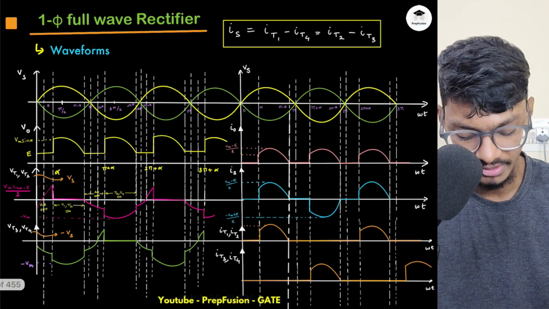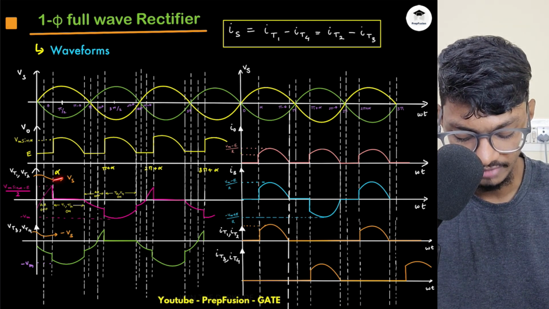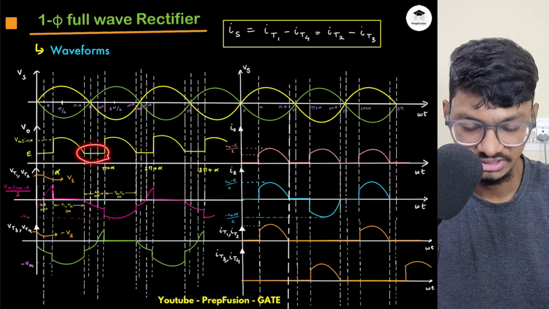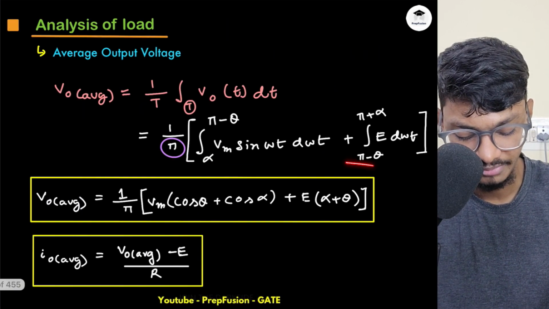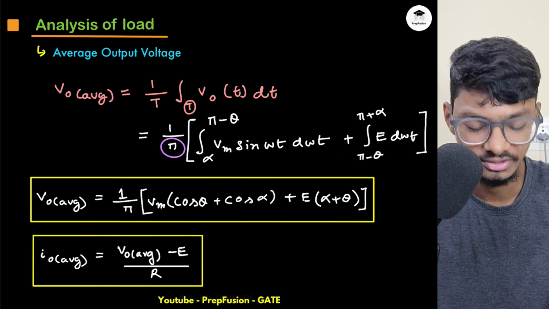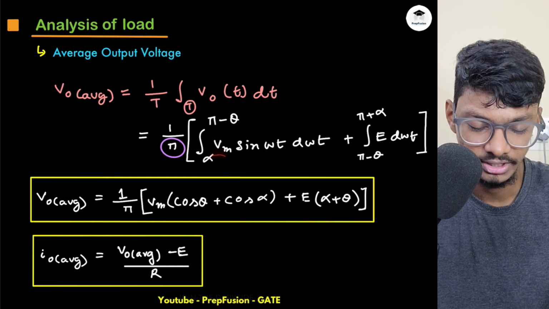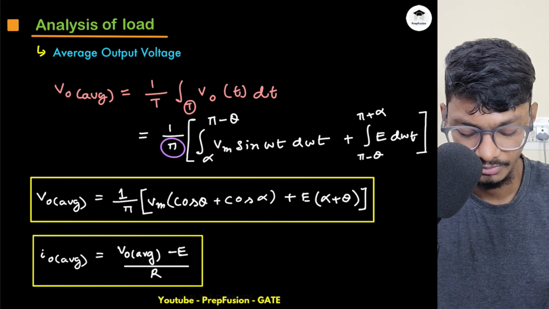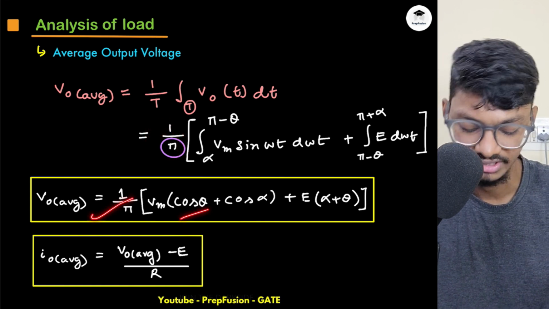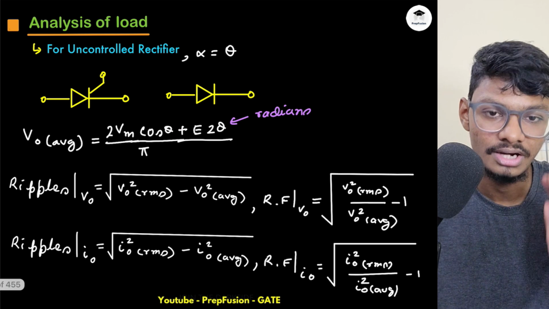And the expression for average voltage. Remember, I am repeating after every pi period here, and for a cycle from alpha to pi plus alpha, from pi minus theta to pi plus alpha, I am getting a voltage of E. And from alpha to pi minus theta, I will get a voltage of Vm sin omega t, which I integrate with d omega t. If I divide by pi, since this is one cycle, I will get my expression like this. This is very simple, and Io average will be simply (Vo average minus E) by R. This we have done hundreds of times.